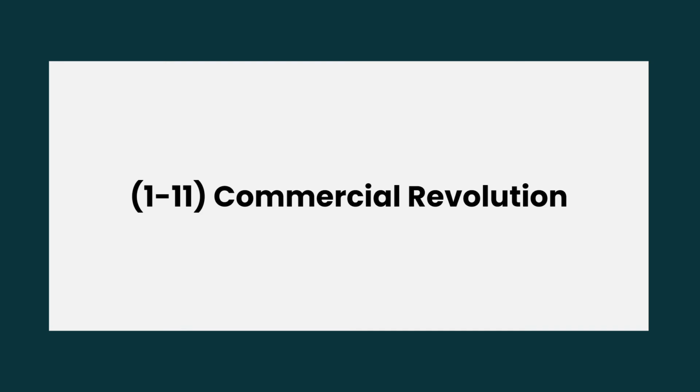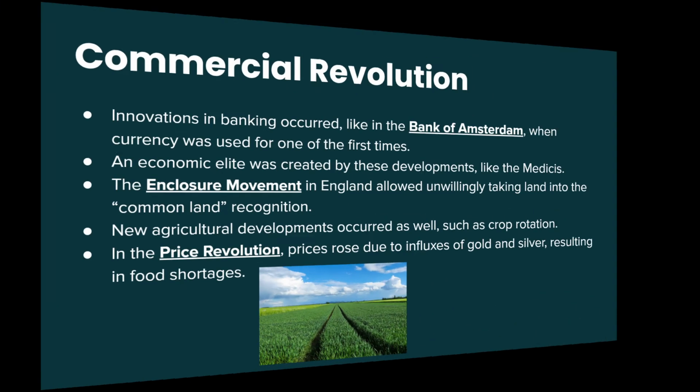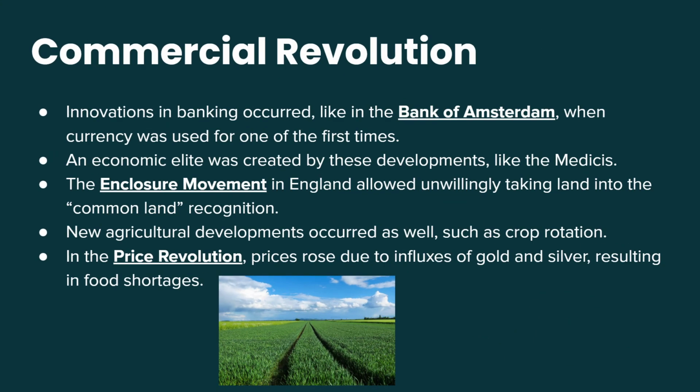So then there's the commercial revolution. This is our last topic. Innovations occurred in banking. They realized, well, we have all this new profit. We need to actually have a sustainable economy. So the Bank of Amsterdam is established, in which currency can be used for one of the first times. So not just like, oh, I'll give you this, you take that. No bartering. Now they actually can have something that's worth money.